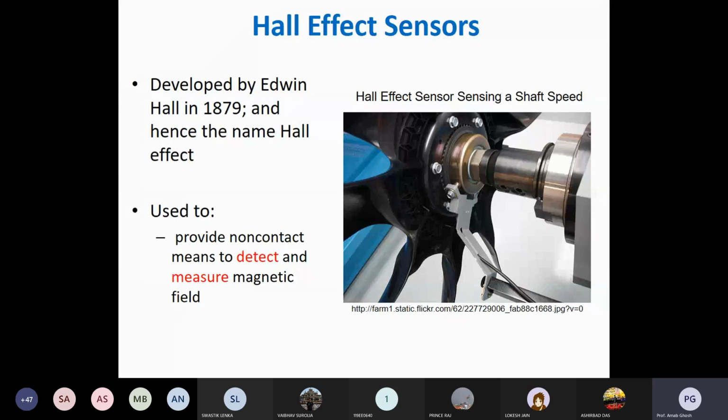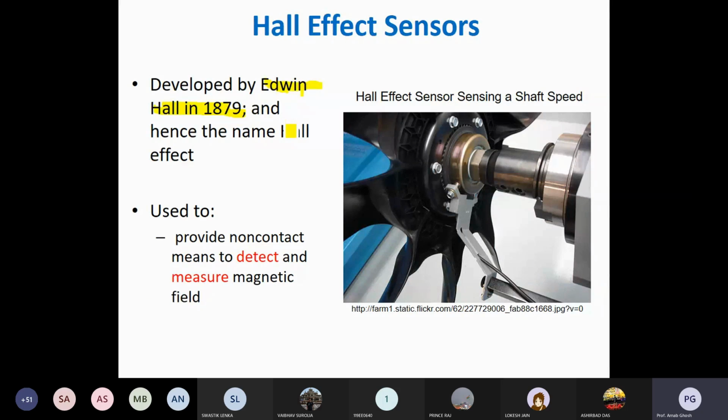Professor Edwin Hall first invented this transducer, and that's why it is called the Hall effect sensor, or Hall transducer. Normally, we develop it to provide a non-contact means to detect and measure the magnetic field. So you measure the change of the magnetic field. It's non-contact, so you can measure it from the outer side.